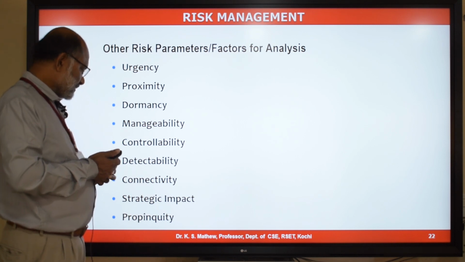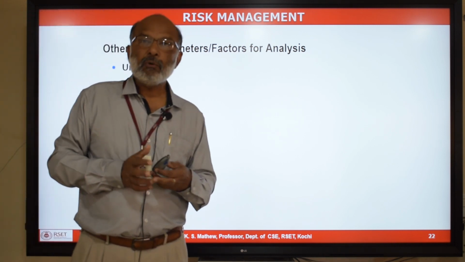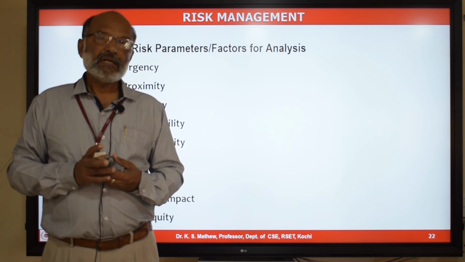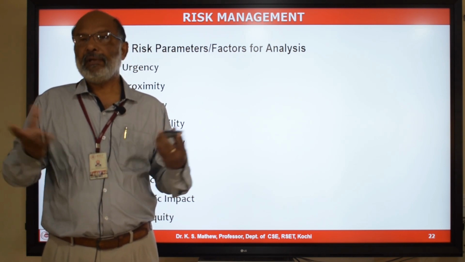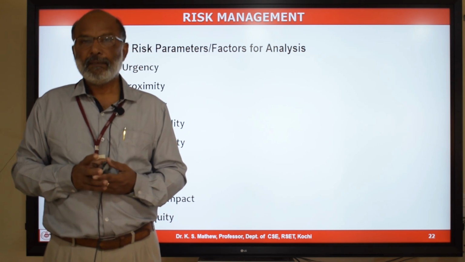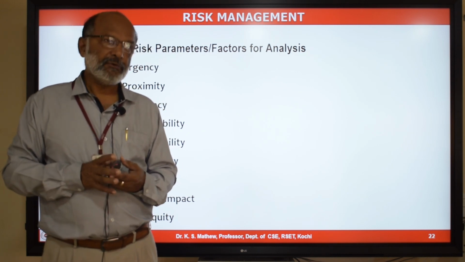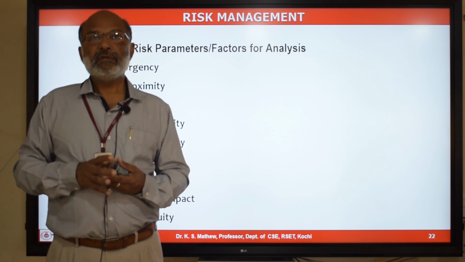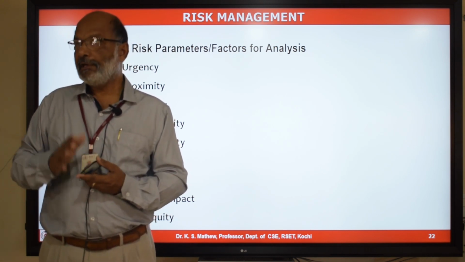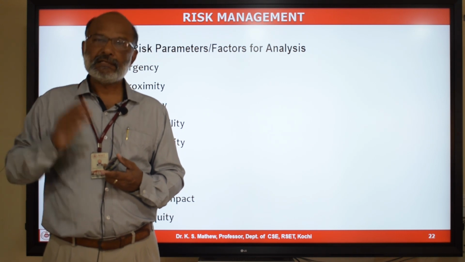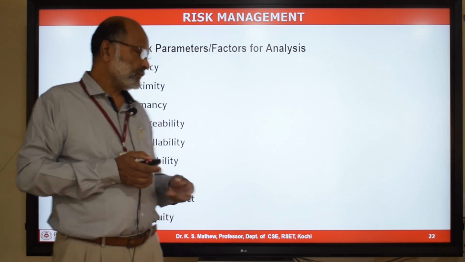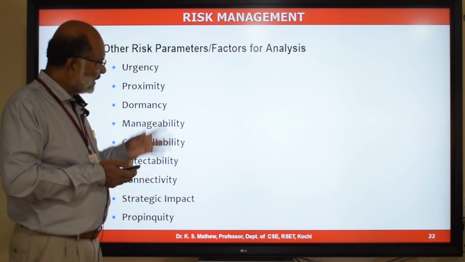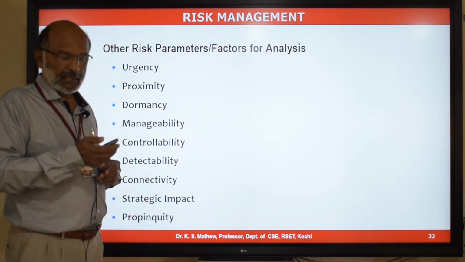And the last factor is called propinquity. That is how relevant this particular risk is for the stakeholder. Some of the risks stakeholders may not be very much concerned about, so it is not at all relevant for the stakeholder. Some of the risks the stakeholders may be very much concerned about, so it is highly relevant for the stakeholder. Depending on how relevant the risk is to the stakeholder, you may score this factor of propinquity on a scale of say 1 to 10. So that way we can prioritize and analyze the risk.